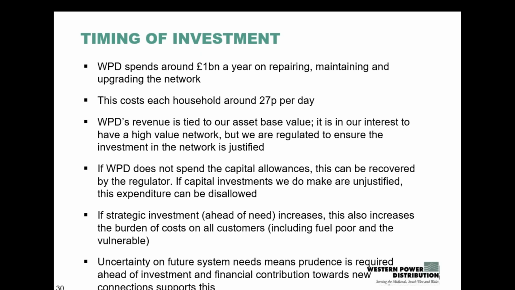So it's not just the money that we don't spend. If we've made an expenditure for the wrong reasons, then the regulator can take that money back off of us, and so we would have to stump the cost of those disallowed expenditures just through our business. So there's a clear incentive on us for doing the right things at the right time and doing them efficiently as well.